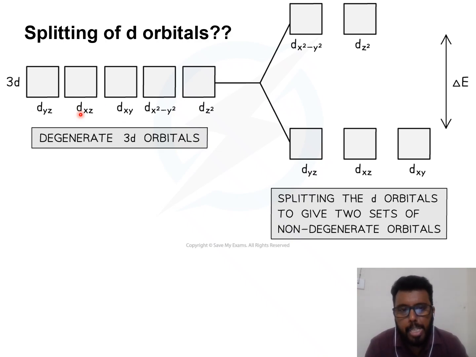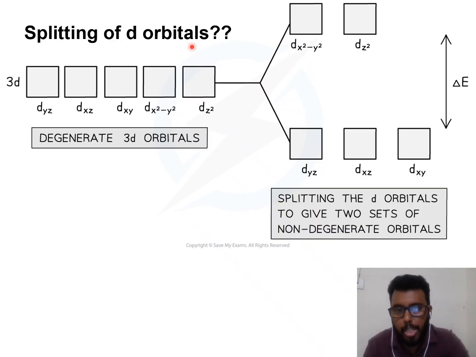They are oriented, so there are two possibilities: one is between the axis and the other along the axis. When it is along the axis, you can call it dx square minus y square, dz square. Between the axis means, for example, dxy. What does it mean? The orbital is oriented between x and y axis. Similarly, dxz is oriented between x and z axis. Dyz means between y and z axis. That's simple. Okay, so the two sets of orbitals are formed after splitting.